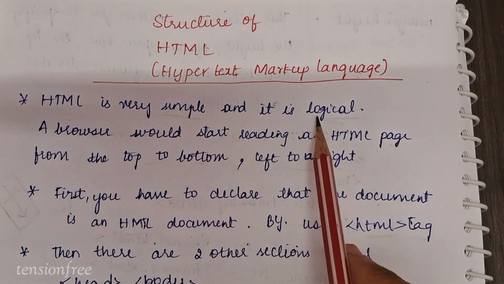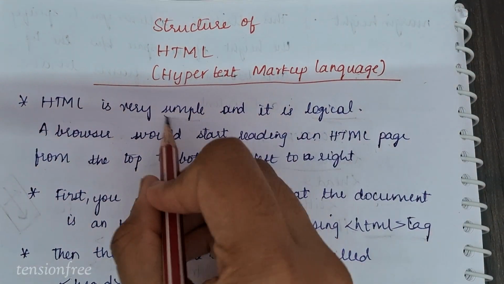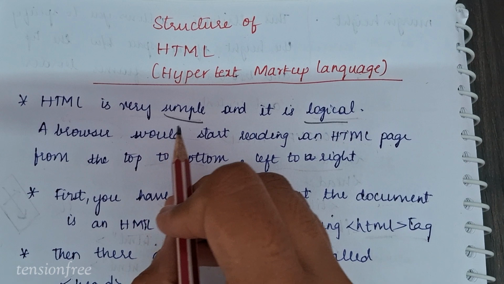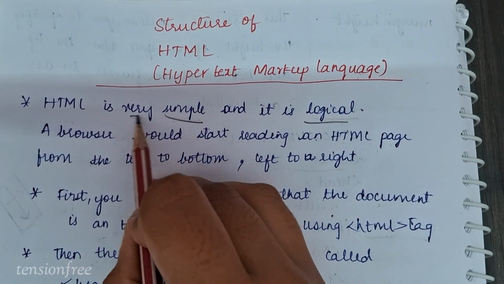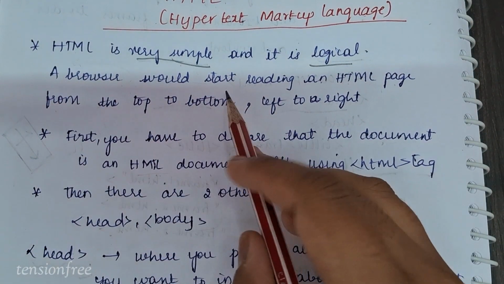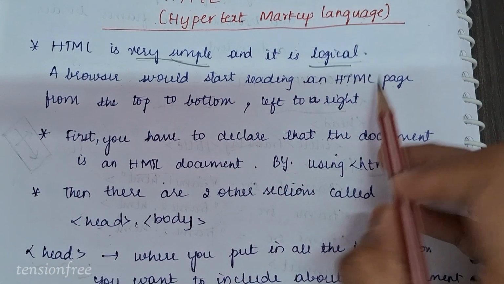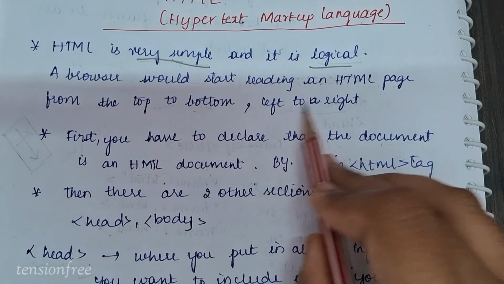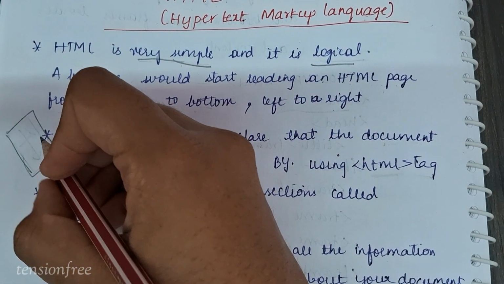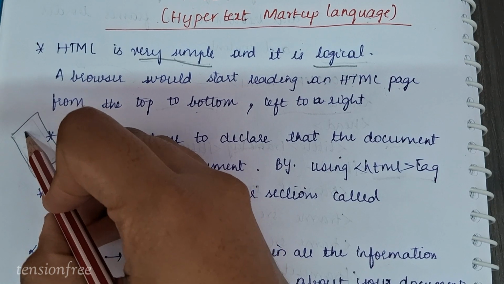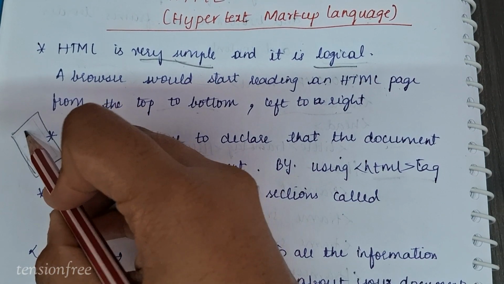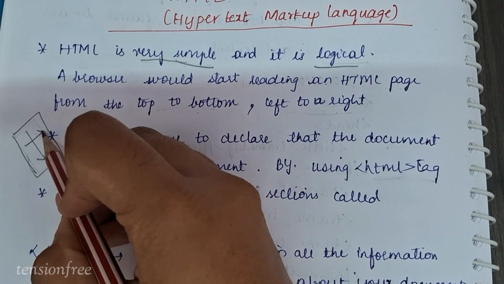HTML is very simple and it is logical. These are the two keywords which have to be remembered from the exam point of view. A web browser should start reading the HTML page from top to bottom and left to right. When there is an HTML page, the web browser looking into it should read from top to bottom and from left to right.